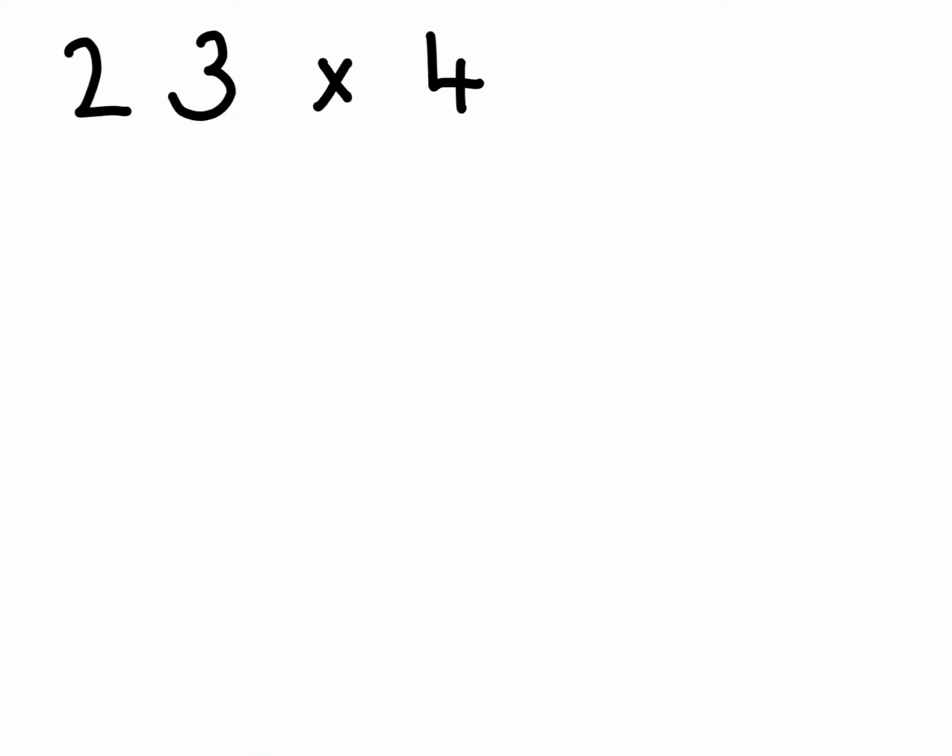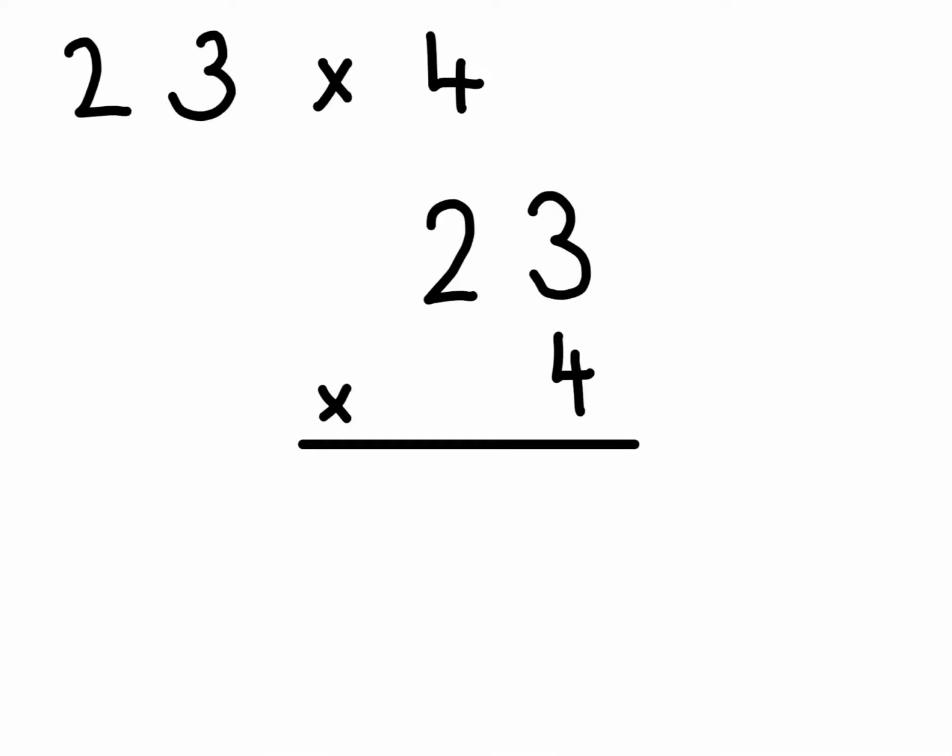Here we have 23 times 4. So, just like last time, we'll start off on the right hand side. 4 times 3 will give us 12. But 12 is a double digit number, which means that we have to do something about that first digit. What we're going to do is make it a little bit smaller and carry that number to add it to the next one.